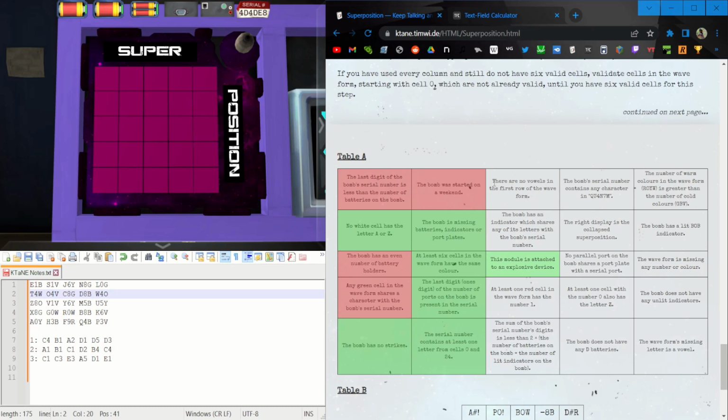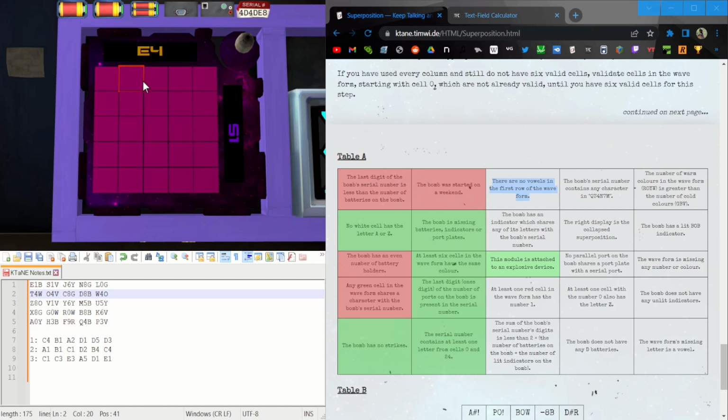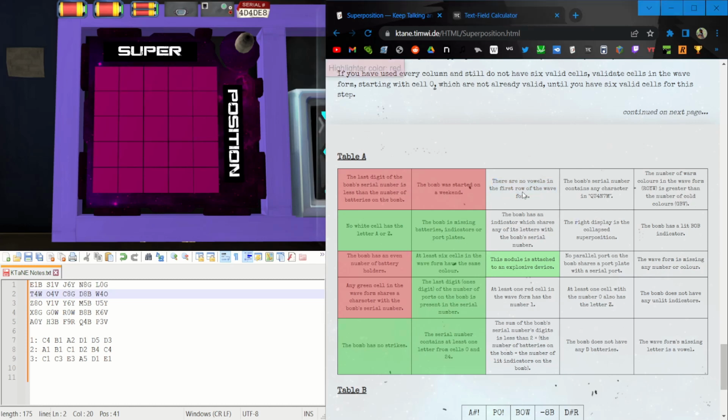But I won't. Anyway, there are no vowels in the first word of the waveform. So let's check with Echo, Sierra, Juliet, November, and Lima. We do have a vowel in Echo, so that's not true. The bomb has an indicator which shares any of its letters in the bomb serial number, but we don't have any indicator, so that's not true.